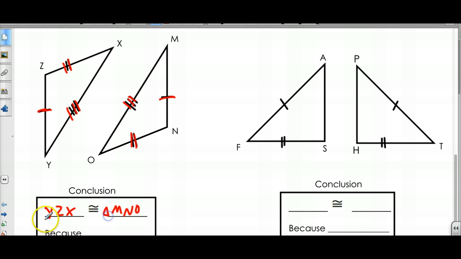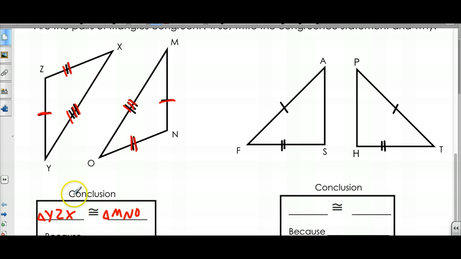And don't forget the little triangle symbols to say the triangles. So these two triangles are congruent, and keep in mind, you have to write these in the right order. YZ, you see here, is congruent to MN. So the order that you write these in matters. Remember that from last lesson? You do have to write them in the right order. So YZX is the same as MNO.